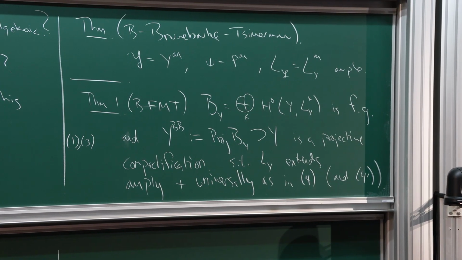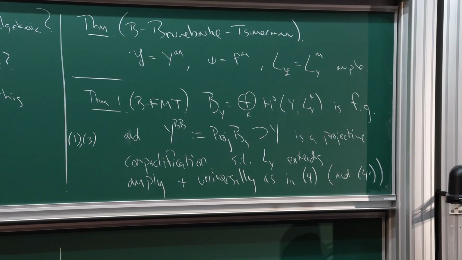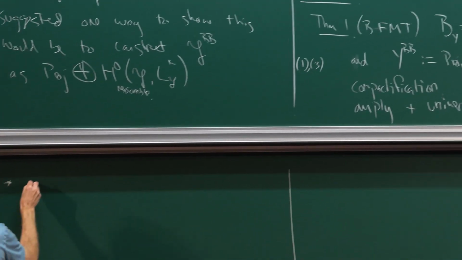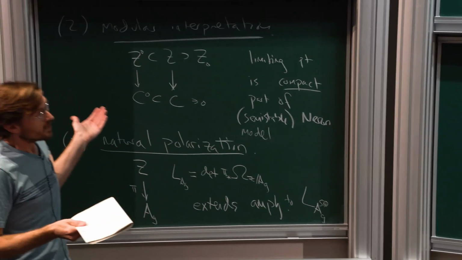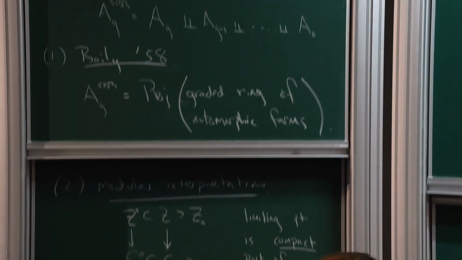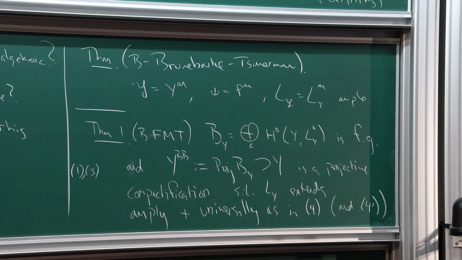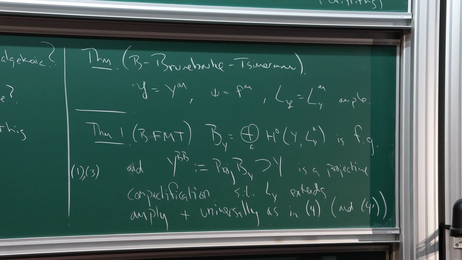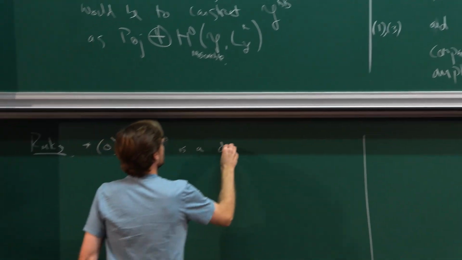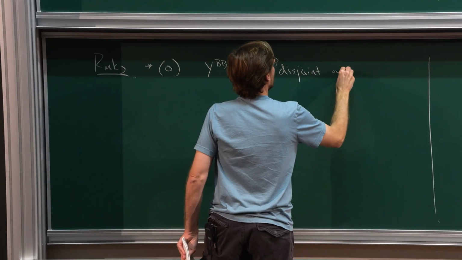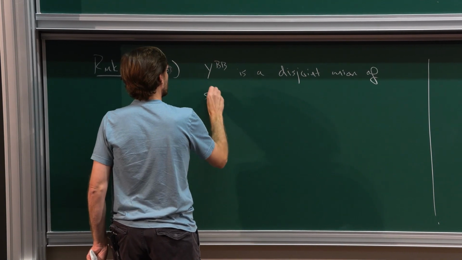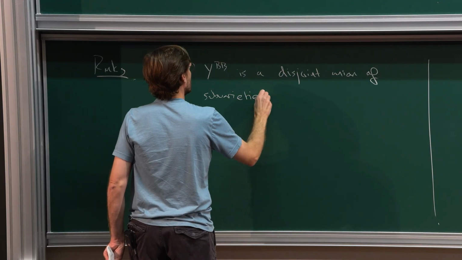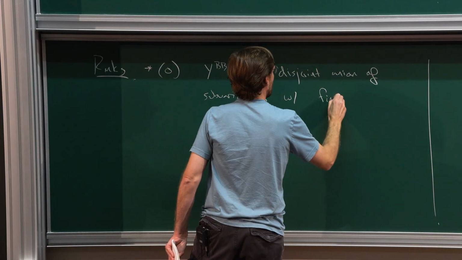So remarks. First of all, there's a natural analog of 0, which is that there is indeed a stratification of this Baily-Borel compactification by varieties that admit finite period maps. Okay, so Y^BB is a disjoint union of locally closed subvarieties with sort of finite period maps.